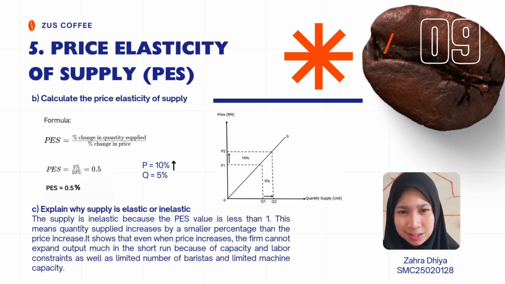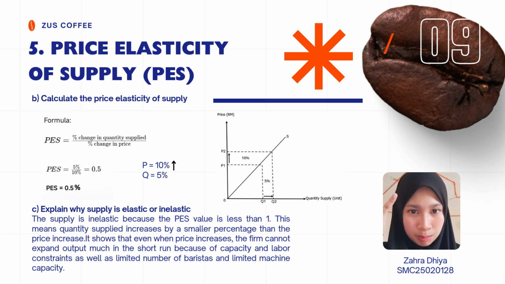The answer is that supply is inelastic because the PES value is less than 1. This means that quantity supplied increased by a smaller percentage than the price increase. It shows that even when price increases, the firms cannot expand output much in the short run because of capacity and labor constraints, as well as a limited number of baristas and limited machine capacity.